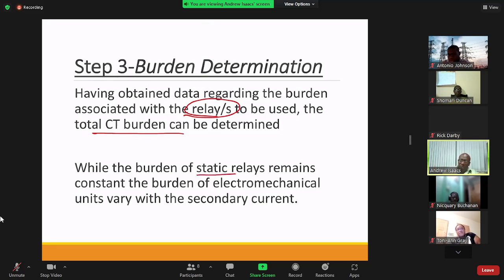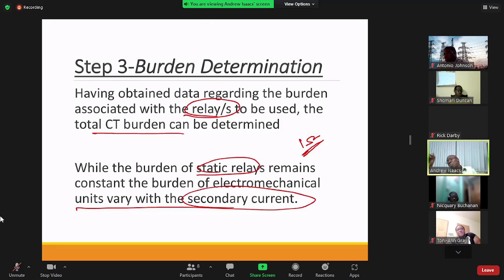Now, for your static relays, you could get a burden of, let's just say 1 ohm, and it remains the same throughout the operation. But with your electromechanical relay, just like the old power meters, the one with the rotating disc, depending on the secondary current, so depending on what's coming from the CT, the burden is going to change. So if it's a static relay or microprocessor relay, which is what you would be exposed to, then we're talking about fixed values. Otherwise, we are going to have the secondary current dictating the relay burden.